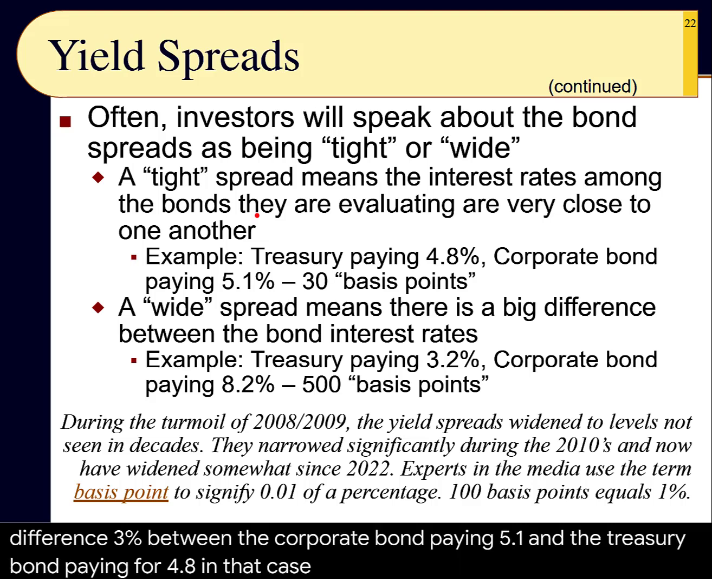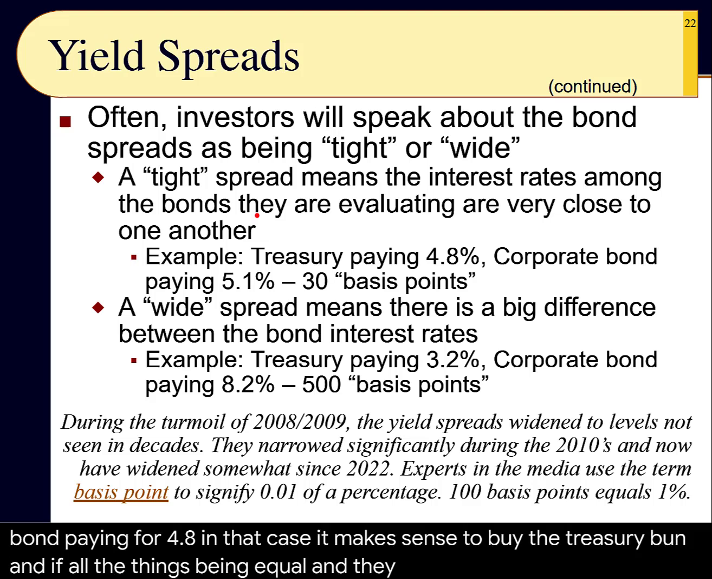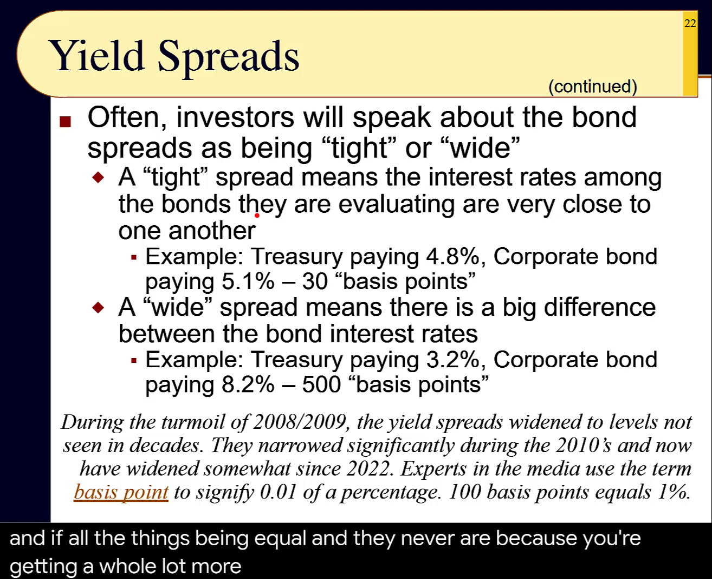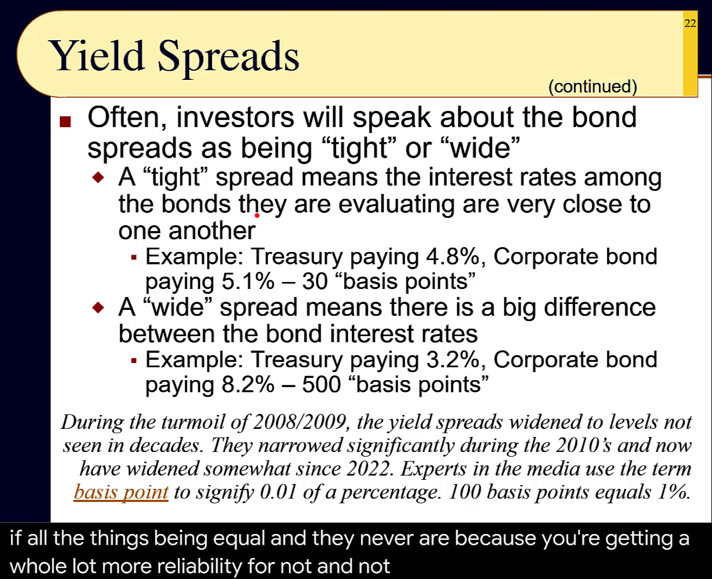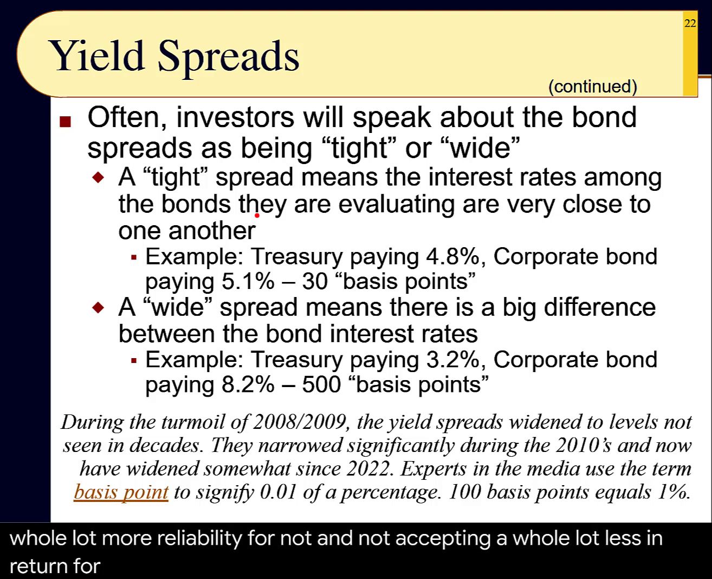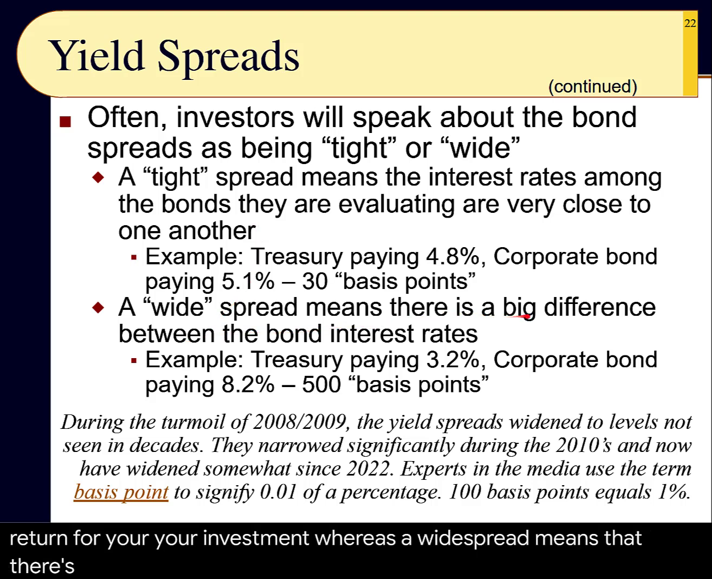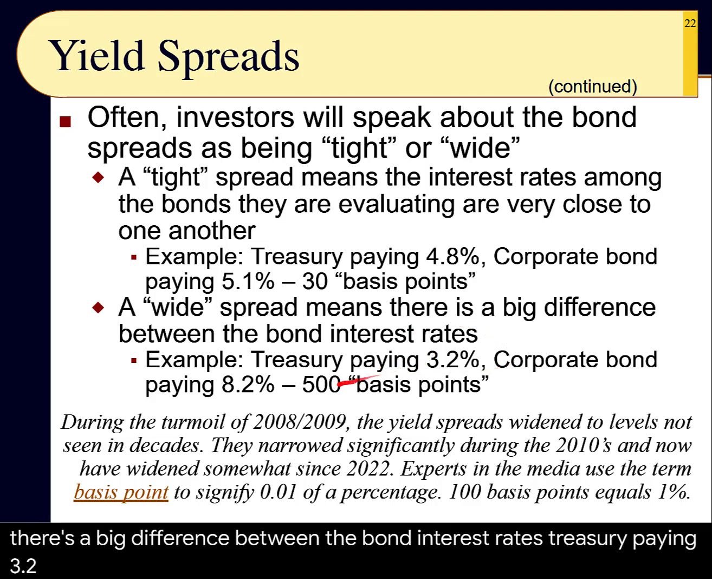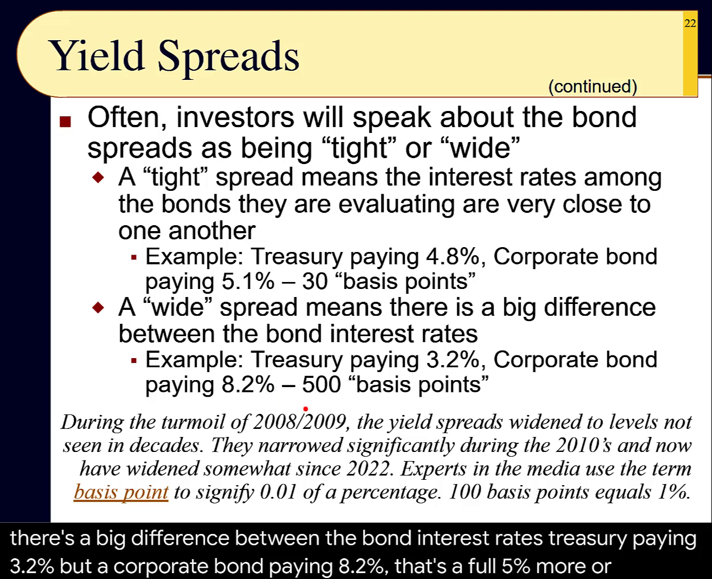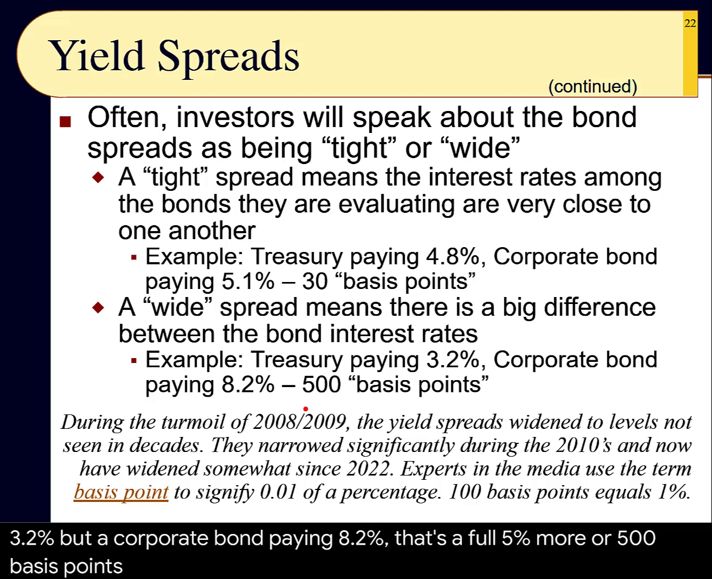In that case, it makes sense to buy the treasury bond, all other things being equal, and they never are, because you're getting a whole lot more reliability for not accepting a whole lot less in return for your investment. Whereas a wide spread means that there's a big difference between the bond interest rates. Treasury paying 3.2%, but a corporate bond paying 8.2%. That's a full 5% more, or 500 basis points.